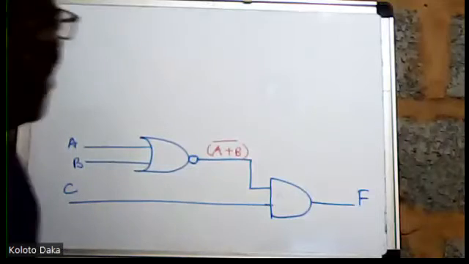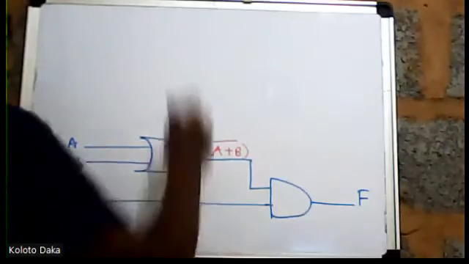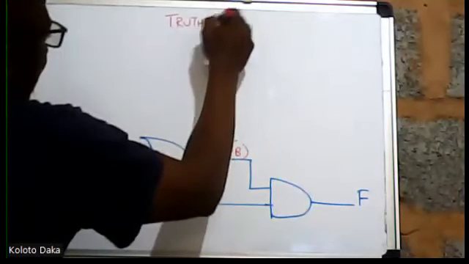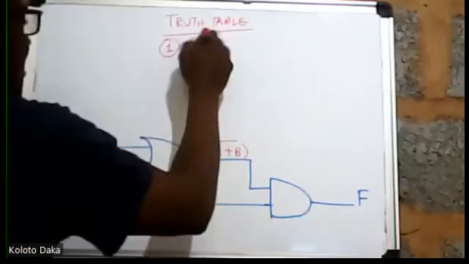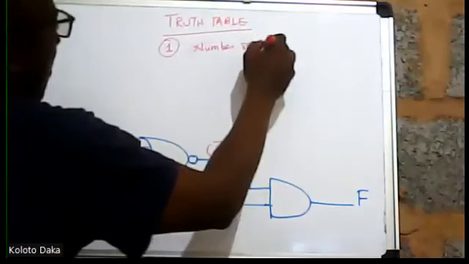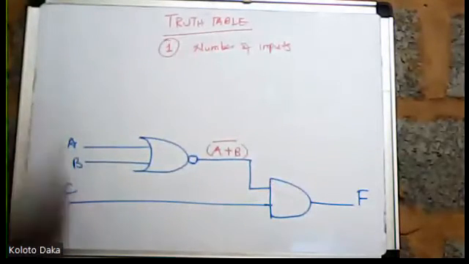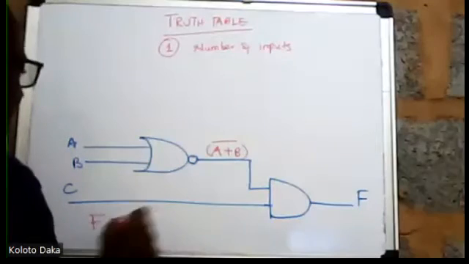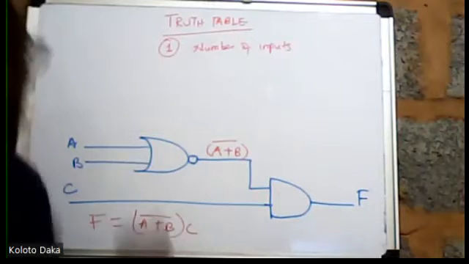So how do we draw a truth table? First, in drawing the truth table, first thing, number of inputs. How many inputs are here? This was F is equal to (A plus B) bar C. How many inputs are here?